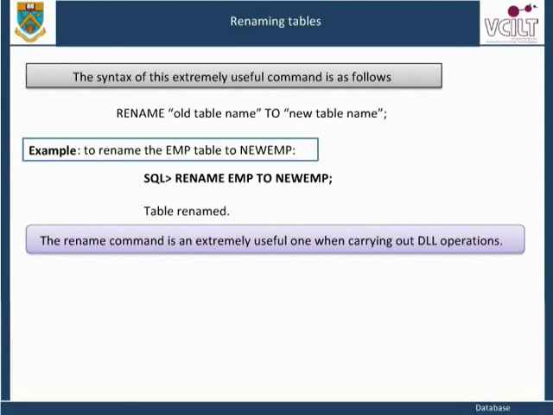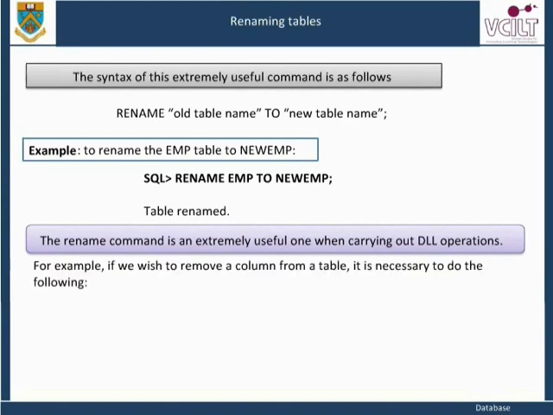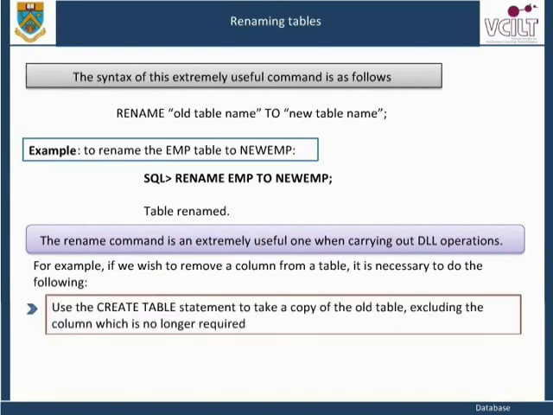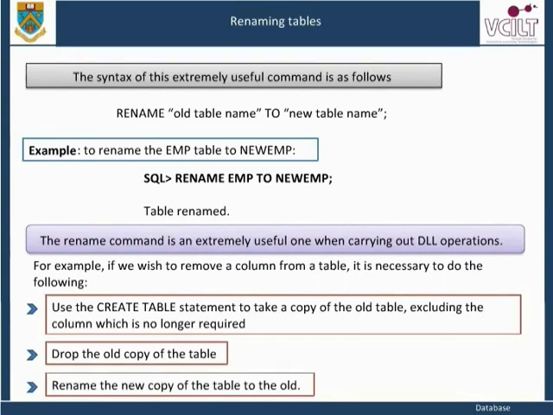This is in part because of the shortcomings of the alter table statement, which make it necessary, sometimes, to copy a sub or superset of a table, drop the former version of the table, and rename the new version to the old. For example, if we wish to remove a column from a table, it is necessary to do the following. Use the create table statement to take a copy of the old table, excluding the column which is no longer required. Drop the old copy of the table. Rename the new copy of the table to the old.